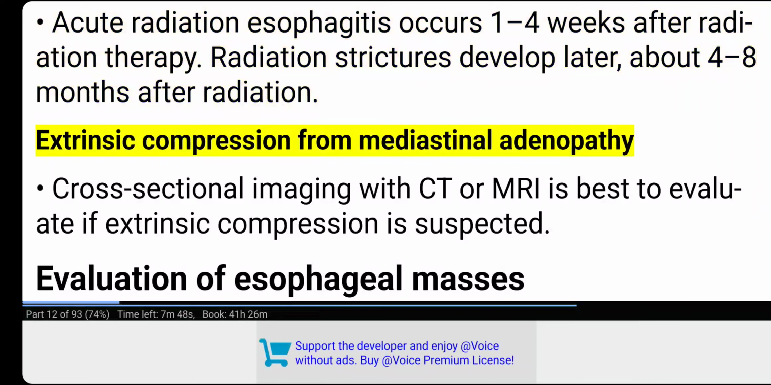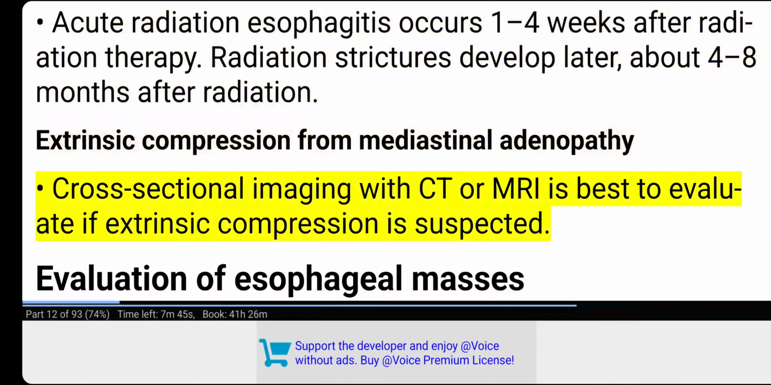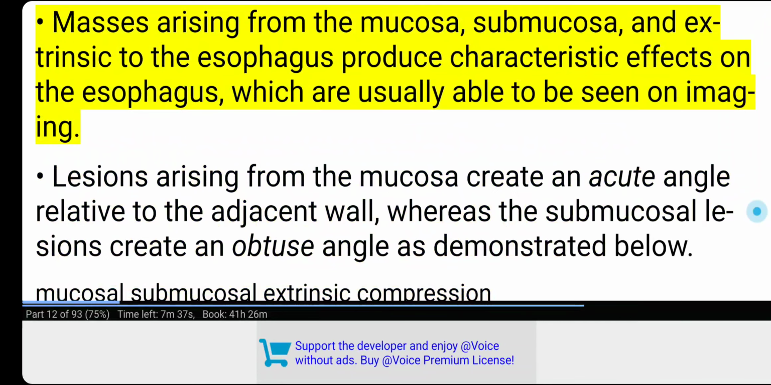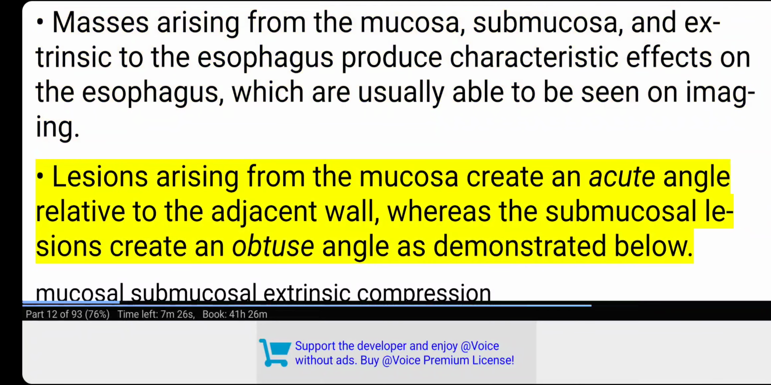Extrinsic compression from mediastinal adenopathy. Cross-sectional imaging with CT or MRI is best to evaluate if extrinsic compression is suspected. Evaluation of esophageal masses. Masses arising from the mucosa, submucosa, and extrinsic to the esophagus produce characteristic effects on the esophagus, which are usually able to be seen on imaging. Lesions arising from the mucosa create an acute angle relative to the adjacent wall, whereas the submucosal lesions create an obtuse angle as demonstrated below.